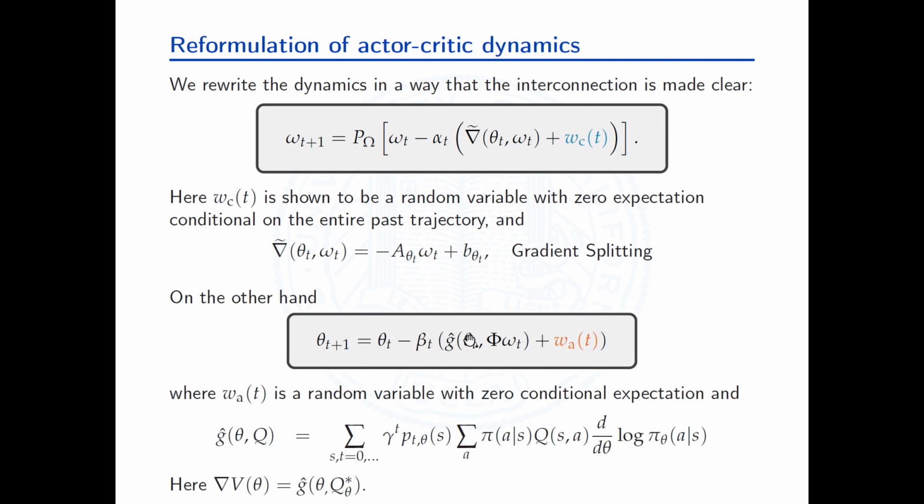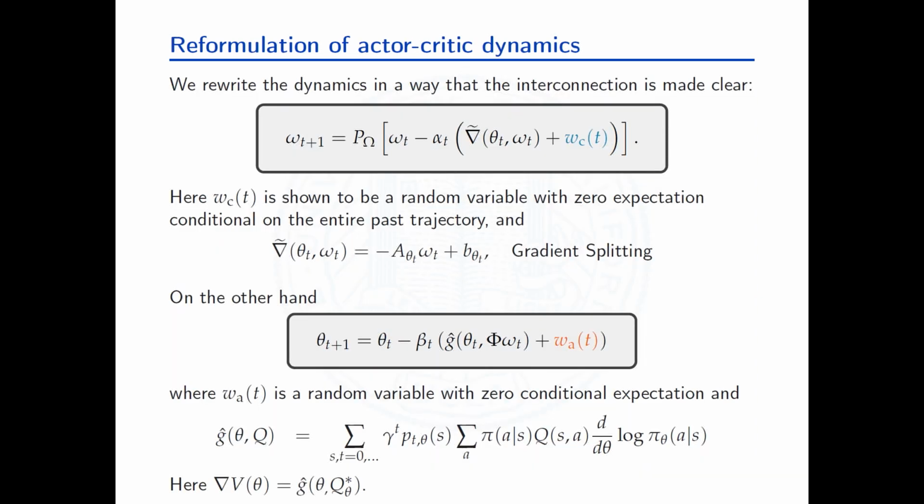And on the other end, I also mentioned to you that this is literally a true gradient, okay, with the learning rate beta, and similarly with a random variable with zero conditional expectation. So these two noisy dynamics are kind of coupled, okay? I hope everybody understands what I'm saying. This is the reformulation. I'm just writing it the way I mentioned to you in words. I said one of them is a gradient, the other one is a gradient splitting. I'm just writing it down, okay? So far, so good, I hope.